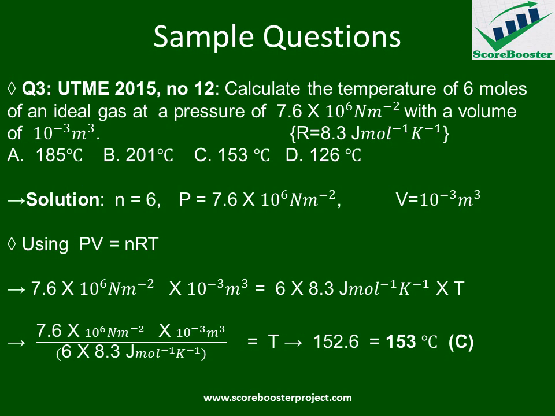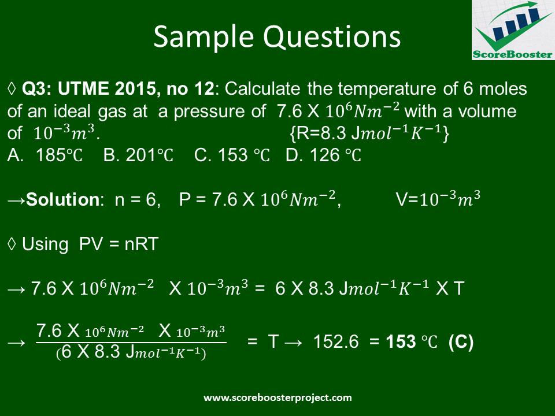Now we're given option A to be 185 degrees Celsius, option B to be 201 degrees Celsius, option C to be 153 degrees Celsius, while option D is 126 degrees Celsius. As usual, the first step is to write out the given parameters, and in this case, the number of mole of gas n equals 6, the pressure P equals 7.6 times 10 raised to power 6 Newton per meter square, while the volume V is given to be 10 raised to power minus 3 meter cube.